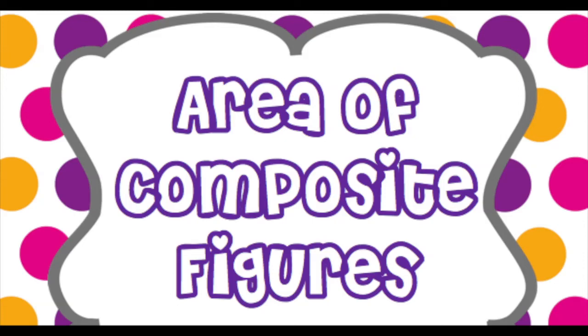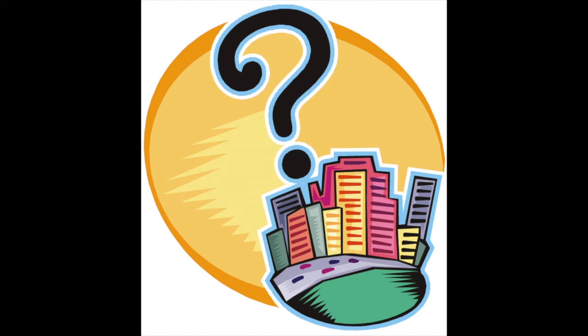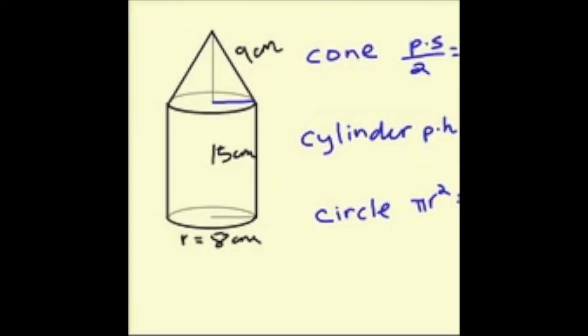Hi, today I'm going to show you guys how to find the surface area of composite figures. Now what's a composite figure? It's a figure that can be divided into more than one shape. And we're going to break the figure down, find the area of each shape, and then add them to find the total surface area. So let's get started.